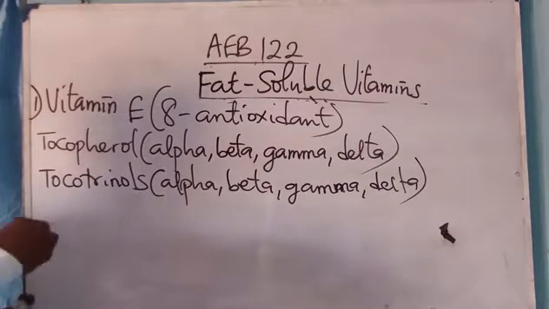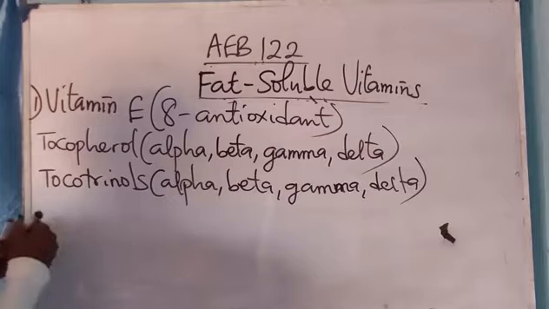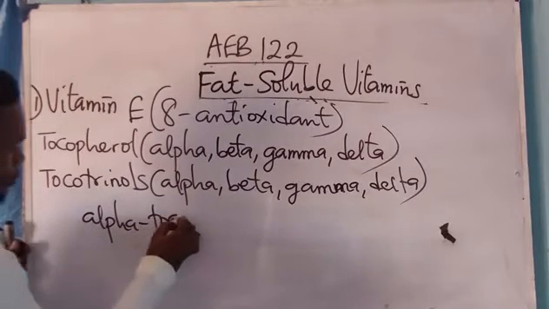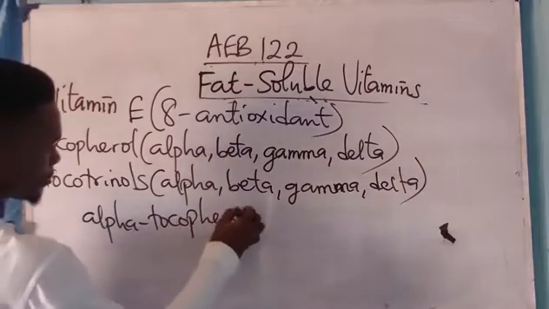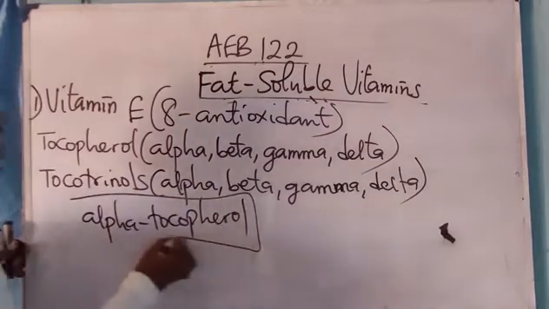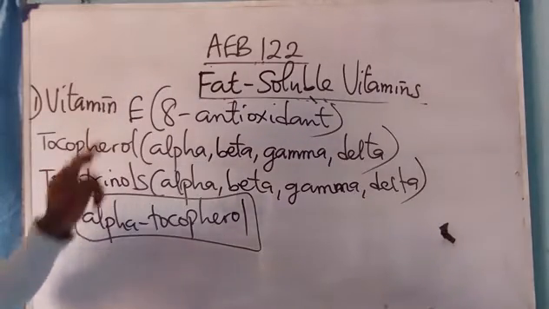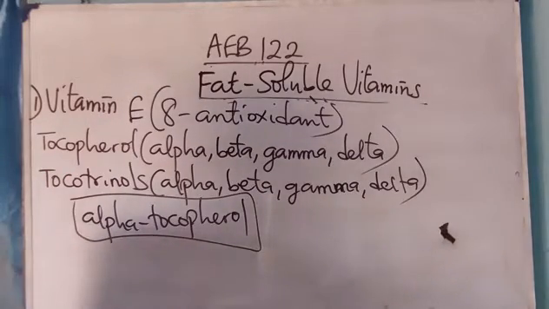Now, I think of all these 8 families of vitamin E, the one that is majorly found and maintained in the body is called what? The alpha tocopherol. It's always found in the body. It is the most common vitamin E family, alpha tocopherol.